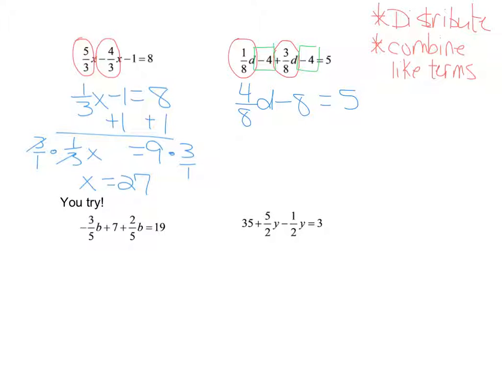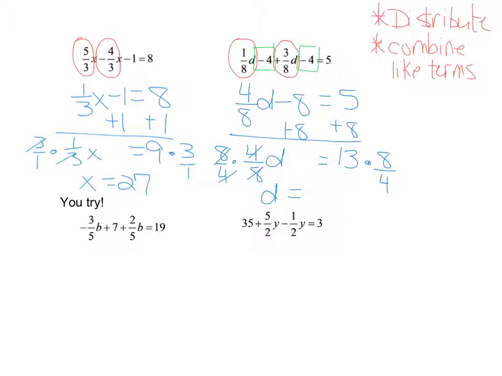Now I'm back to a two-step equation. I'm going to add 8 to both sides. I get 4/8 d equals 13. I've got a fractional coefficient. I'm going to multiply both sides by the reciprocal. This all cancels nice and neat, and I get d equals.